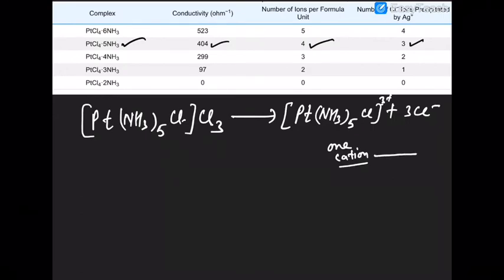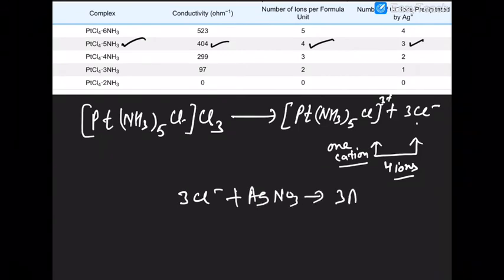So 1 plus 3, total 4 ions are formed. When these 4 ions are formed, it means 3 chloride ions are there. So 3 chloride ions, when treated with silver nitrate, will give you 3 moles of AgCl. Are you sure with that? Okay, very much sure.